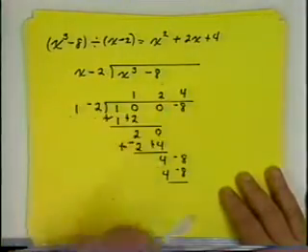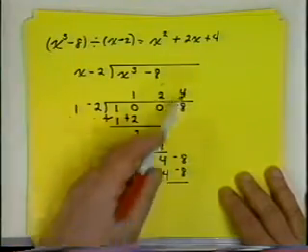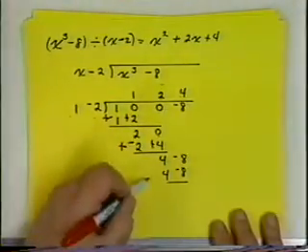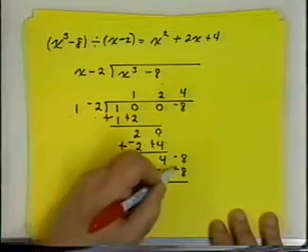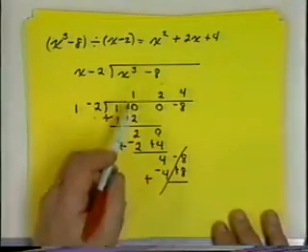1 goes into 4 4 times. 4 times 1 is 4. 4 times negative 2 is negative 8. How do we subtract? We add the opposite. Everything drops out here. What's the answer?